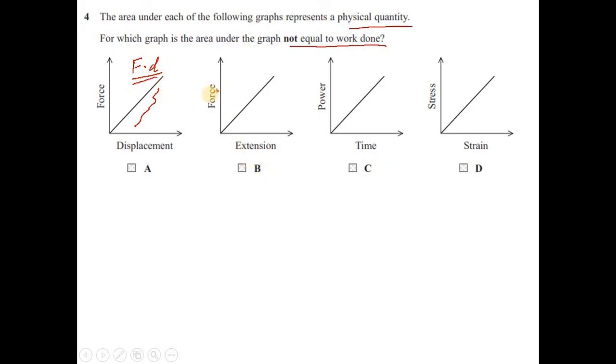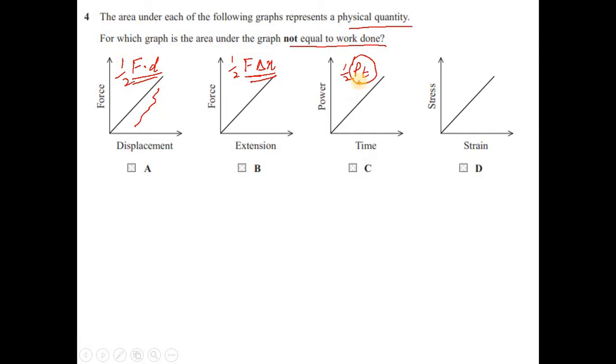And the second one is force into extension, F into delta X. This is again work done. In fact, this is energy stored. And this is a power-time graph, which means the area under the graph will be half of PT. If you wish, you can include the half or not, it doesn't matter, but the meaning is work done. So half of P into T, but you look only at this P into T.